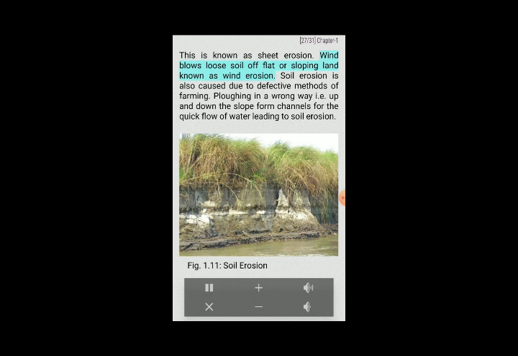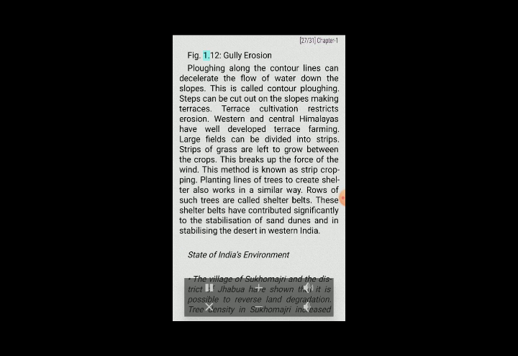Wind blows loose soil off flat or sloping land, known as wind erosion. Soil erosion is also caused due to defective methods of farming. Ploughing in a wrong way, i.e., up and down the slope, forms channels for the quick flow of water, leading to soil erosion. Fig. 1.11: Soil erosion. Fig. 1.12: Gully erosion. Ploughing along the contour lines can decelerate the flow of water down the slopes.